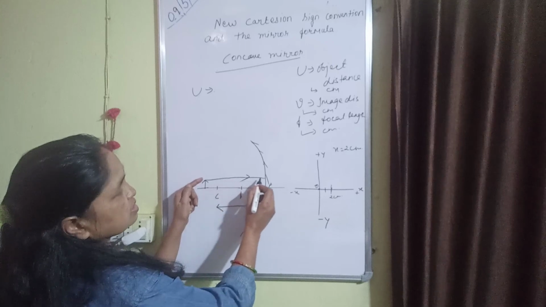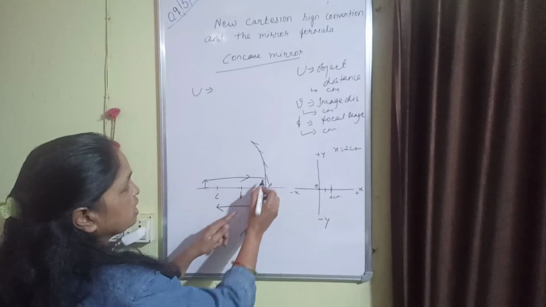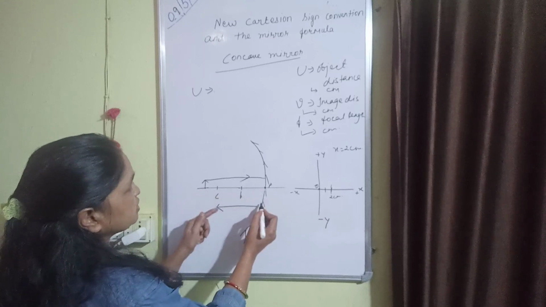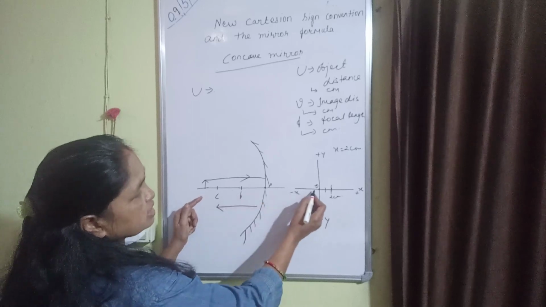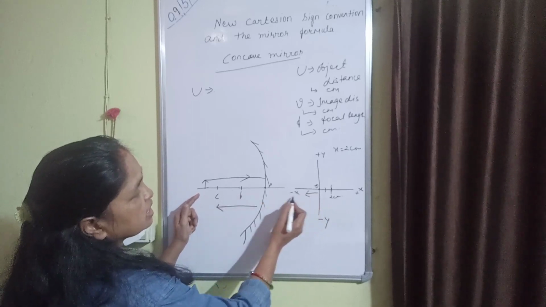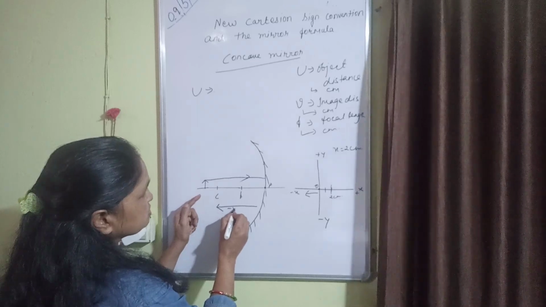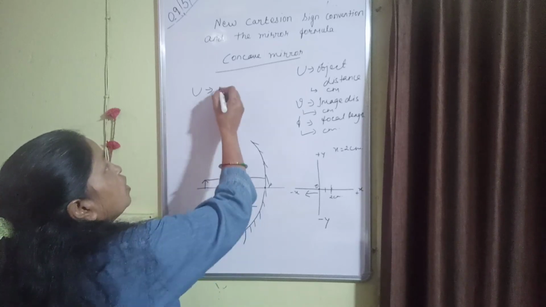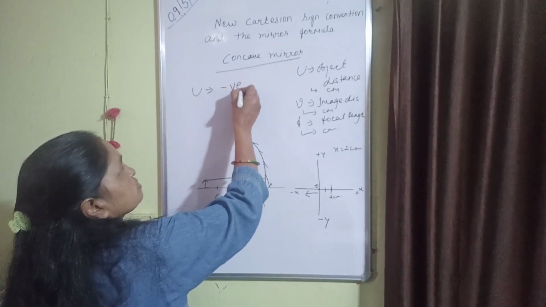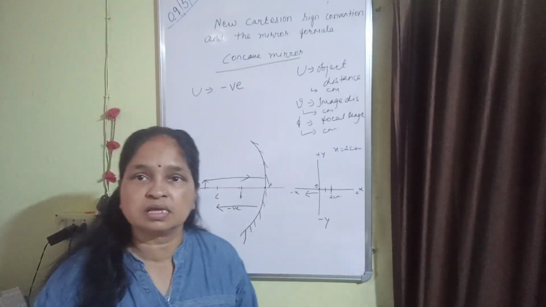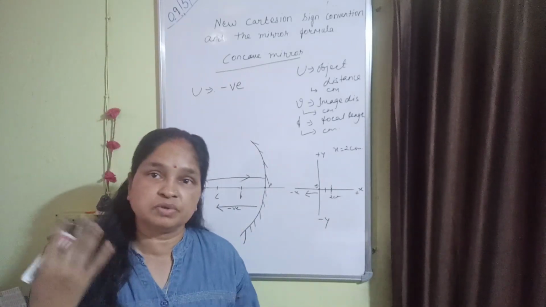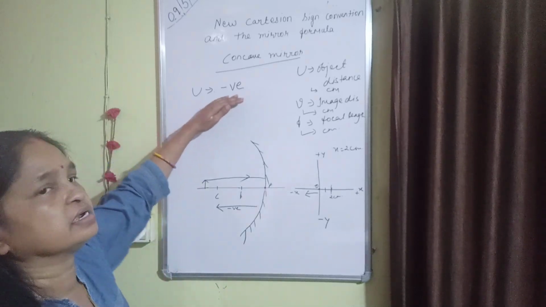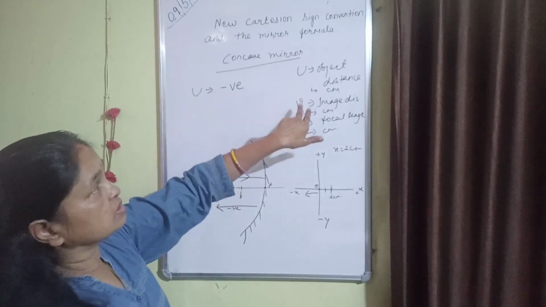Incident ray is going in this direction, forward direction, and when you measure this object distance from pole to object, we go in backward direction. So you see, we are on the x-axis, we are coming in this direction, and this direction is negative. So what will be the U? U will always be negative. Either it is concave mirror or convex mirror, or when we study refraction, that is the lens, U is always negative. Then come for V.